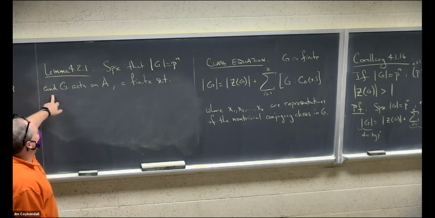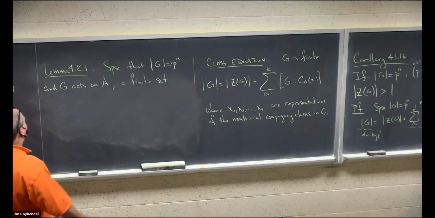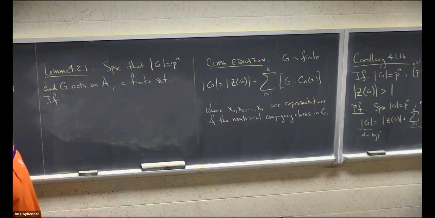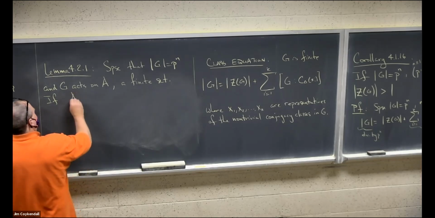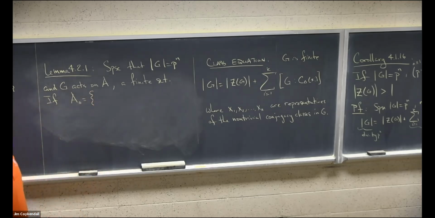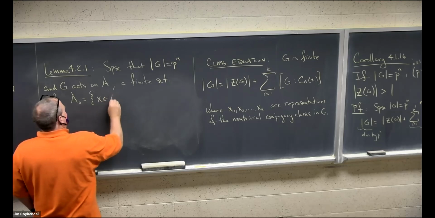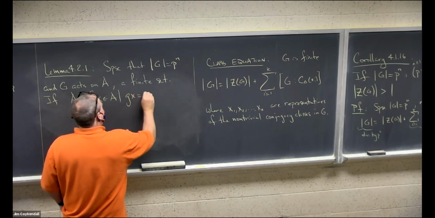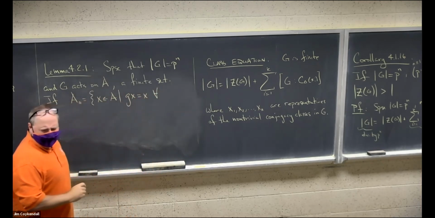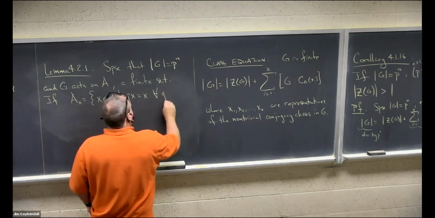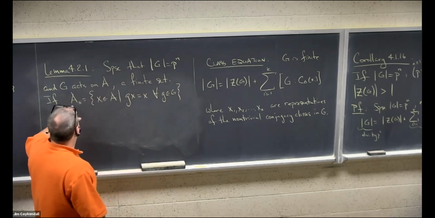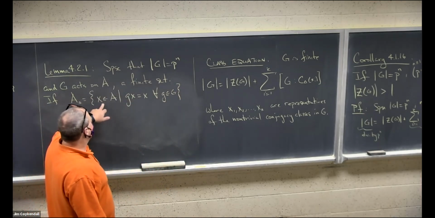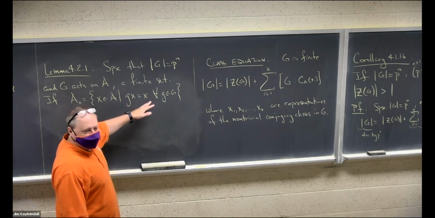So here what we have is a group of prime power order acting on some finite set A. If A0 is the set of x such that gx = x for all g in G. Okay, so this A sub 0 is everything in my finite set that's left alone by everything in G.